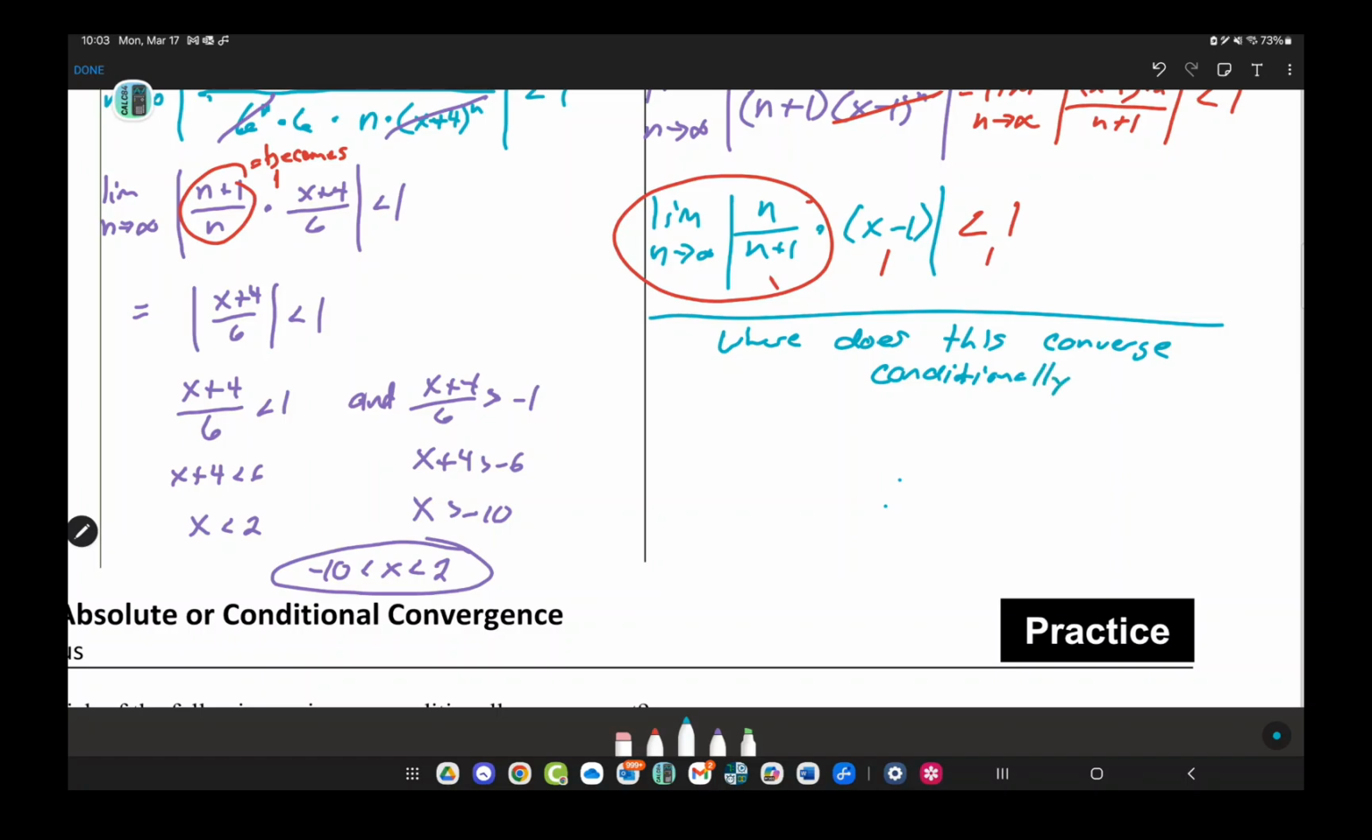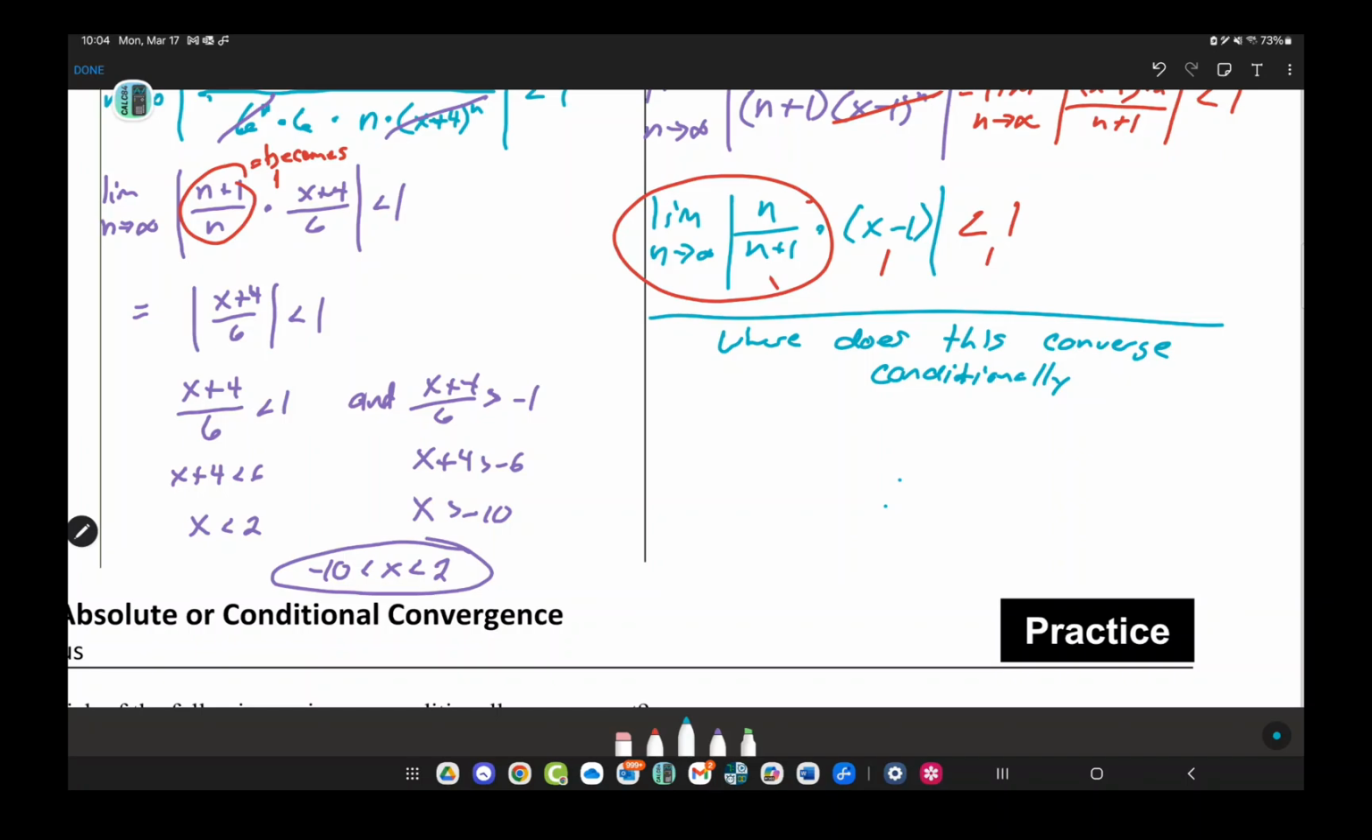Where it converges absolutely, that's convergent. Then there's conditional, and the absolute values divergent. Where does this diverge? At 0 and 2, right? So we're going to just check the endpoints. That's it.